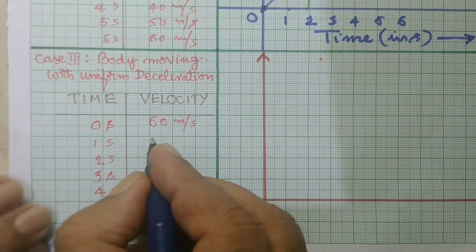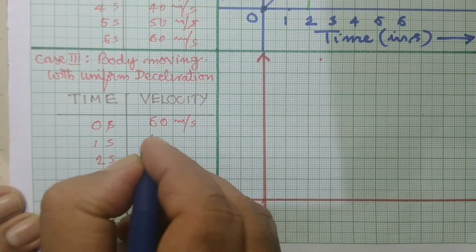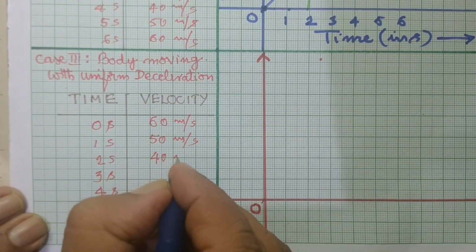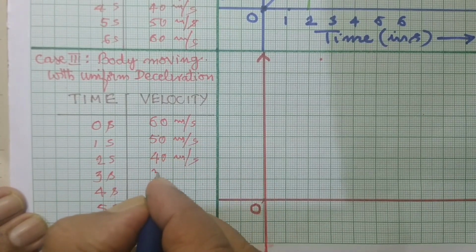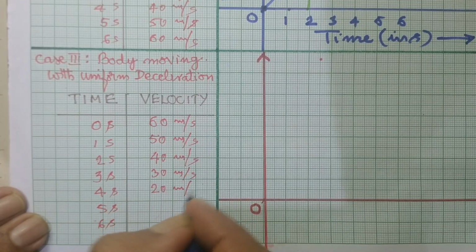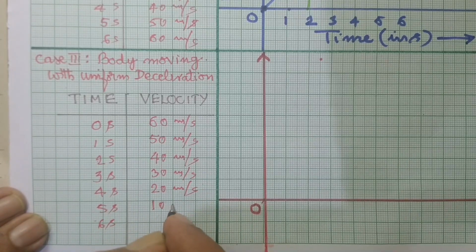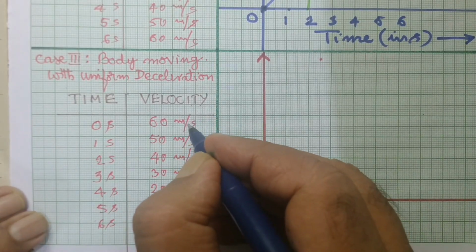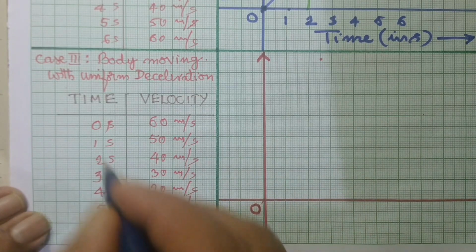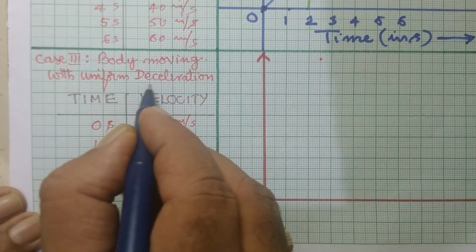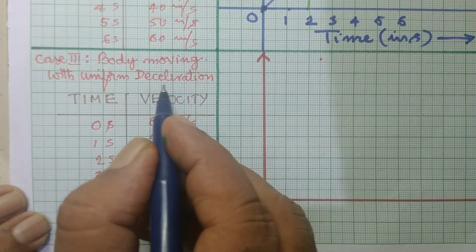It is reduced by 10 meter per second. So it will become 50 meter per second. Now 40 meter per second. Now 30 meter per second. Now 20 meter per second. Now 10 meter per second. Finally 0 meter per second. You remember I am taking the velocity here, therefore the unit will be meter per second only. Time unit is second only. But the deceleration unit is meter per second square. That you have to remember.